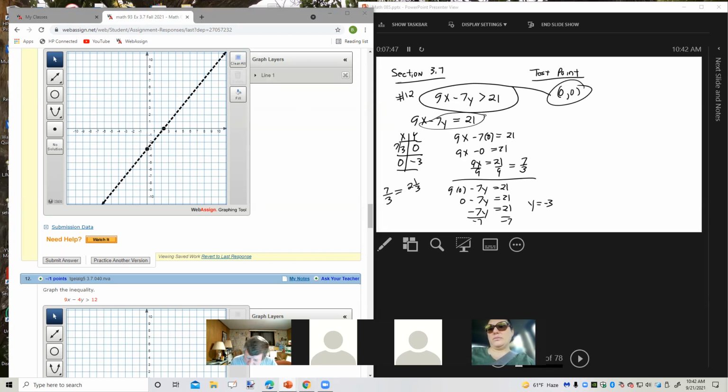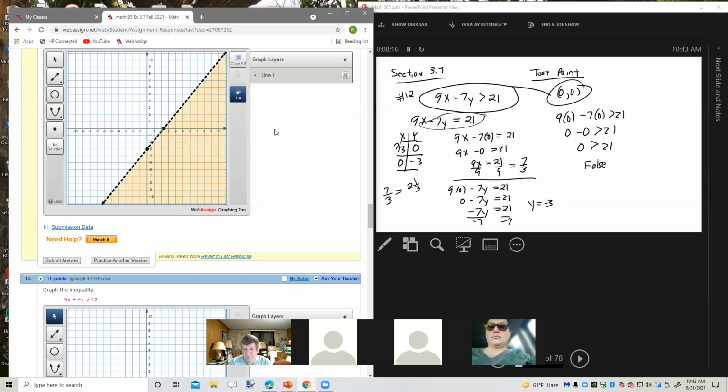Okay. Now, if x is 0 and y is 0, we get 9 times 0 minus 7 times 0 greater than 21. 0 minus 0 greater than 21, 0 greater than 21. This is false. That means that 0, 0 is not part of the solution. Therefore, the solution is on the other side of the dotted line. So I click on fill, okay, and there's my answer.